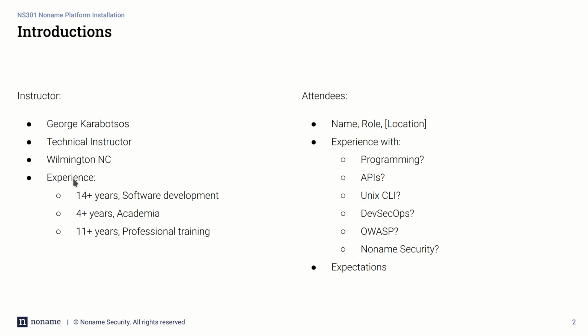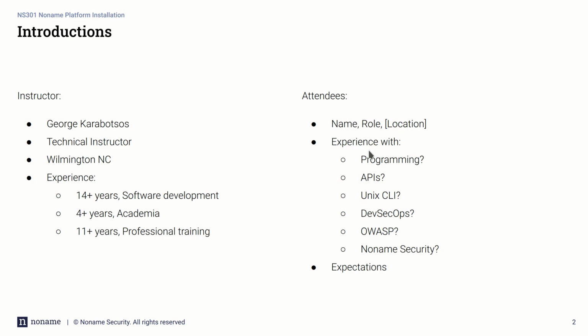My relevant experience is 14 plus years as a software developer, and somewhere between those 14 plus years, I chose to follow an academic career until I realized it's not for me, and I went back to being a software developer. Now, for the past almost 11 and a half years, I've been working in a professional training capacity, and No Name is my third gig in this capacity. Okay. The other thing I forgot to mention is I've been with No Name for the past 2.5 years.